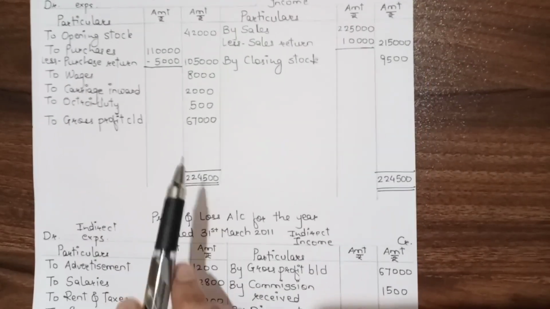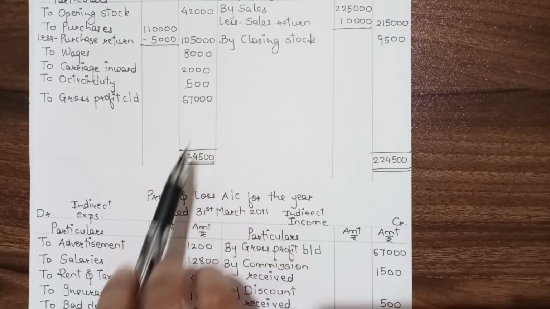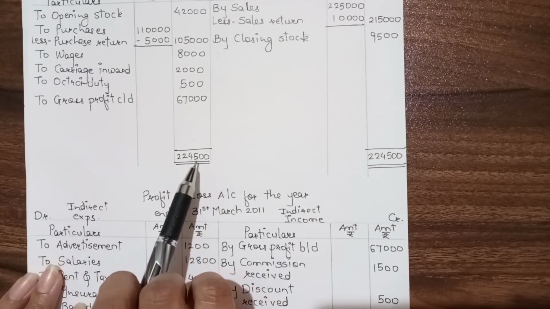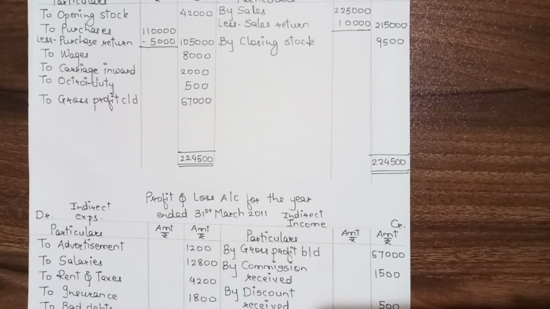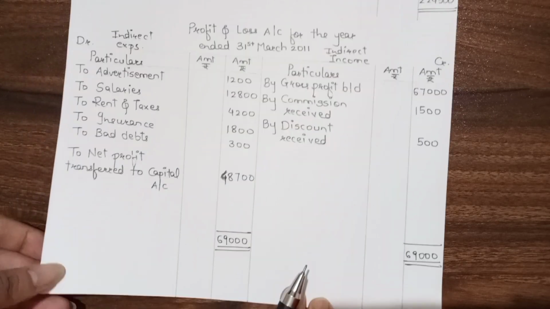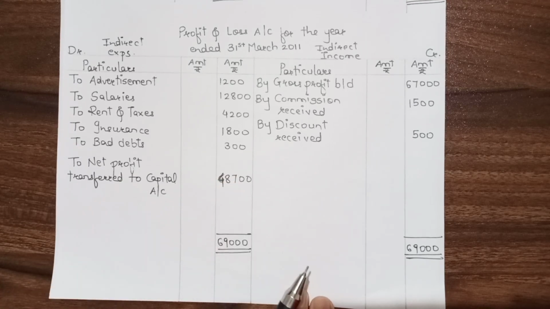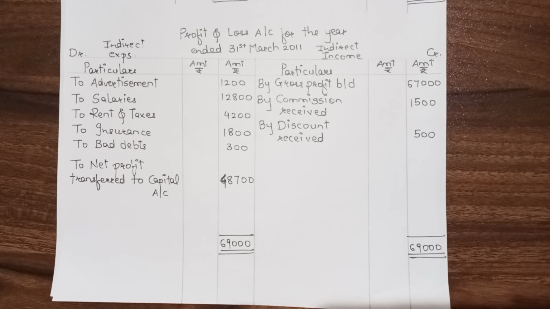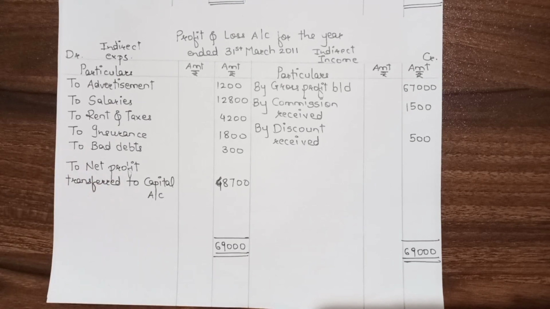So here also, this is the total of the credit side, and the total which I got of the debit side was less than 24,500. But the amount which is greater, you have to tally it with that. So in this, the net profit we got is 48,700, which we have to transfer to the capital account. Now the capital account also appears in the balance sheet on the liabilities side. So that also we are going to learn in the balance sheet in my next videos. But I've written it here for your understanding, that this is how you have to write it down.